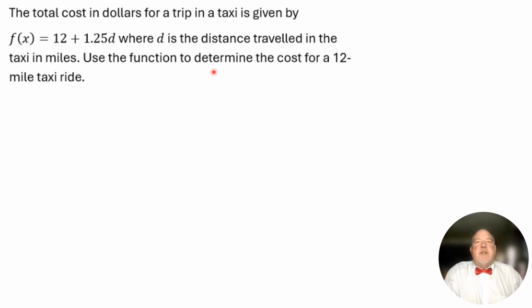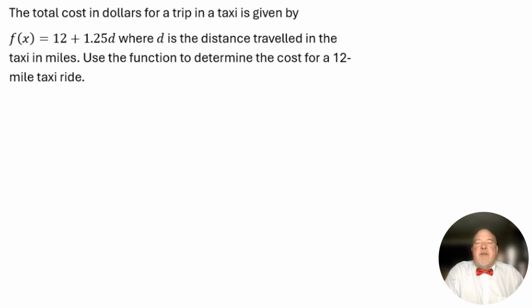So then it says use the function to determine the cost for a 12-mile taxi ride. So they're giving us the distance of the ride. All we have to simply do is just plug that in for d and do the math here, and that'll tell us the cost. So again, fairly straightforward question.